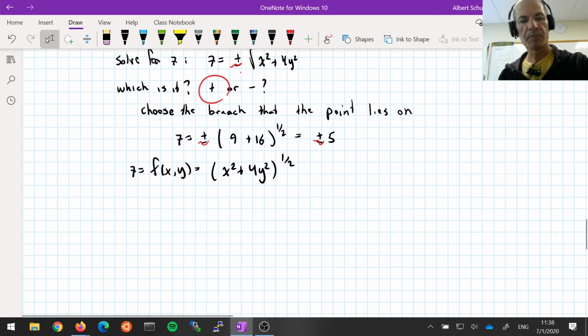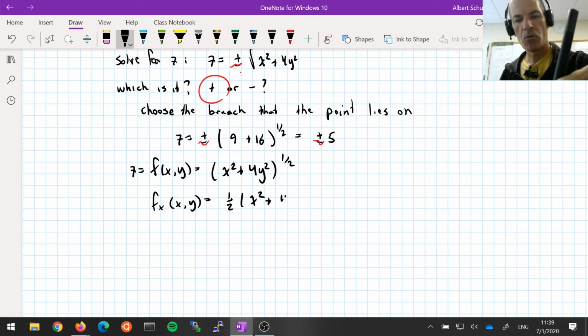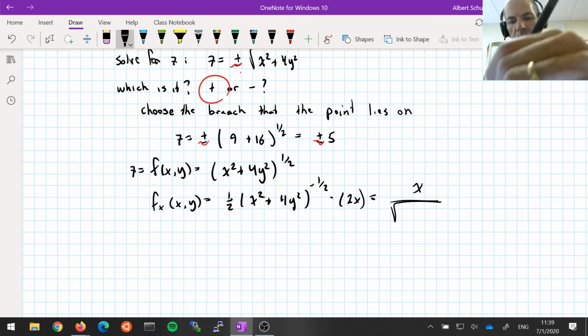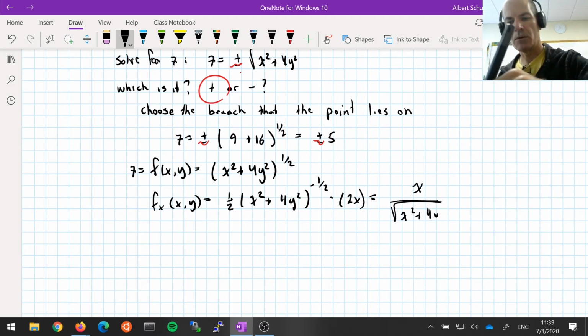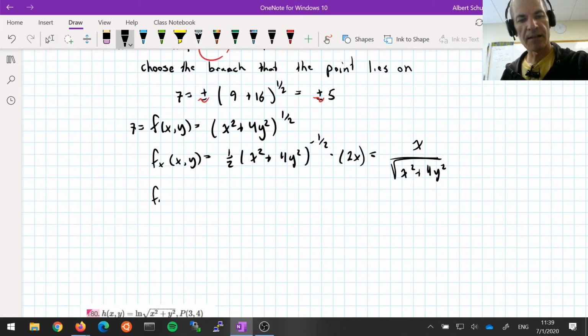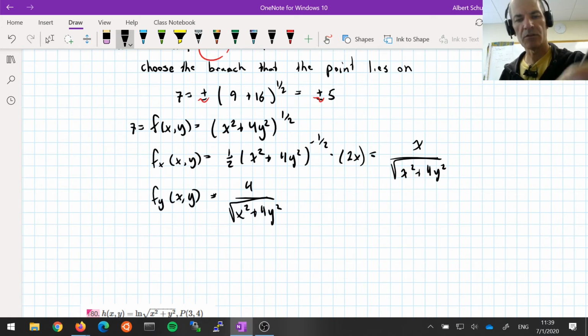To find the tangent plane, we compute the various quantities. So first we'll compute the partial of f with respect to x: 1/2 (x squared plus 4y squared) to the minus 1/2 times, don't forget the chain rule, 2x. That simplifies to, this 2 cancels with this 1/2, x over the square root of x squared plus 4y squared. And it's not a great leap to imagine that the partial with respect to y is simply 4y over the square root of x squared plus 4y squared, like that.